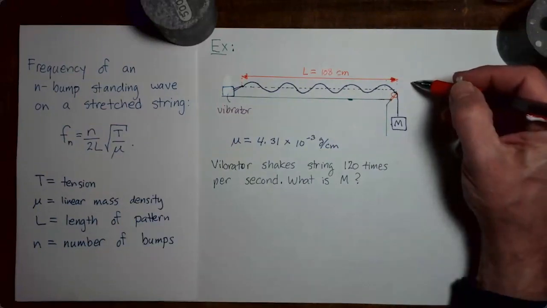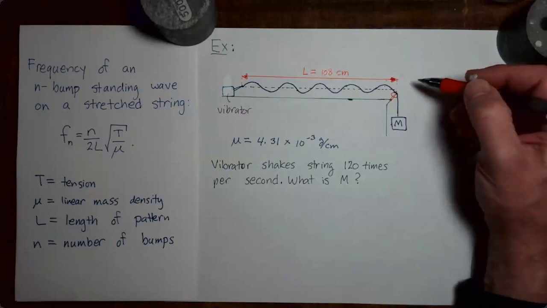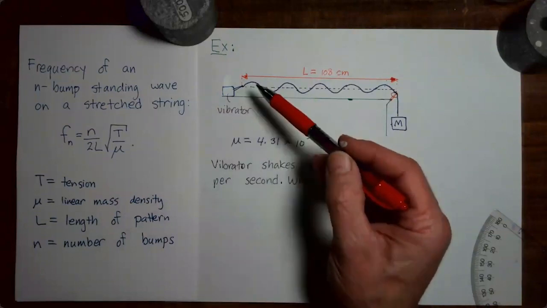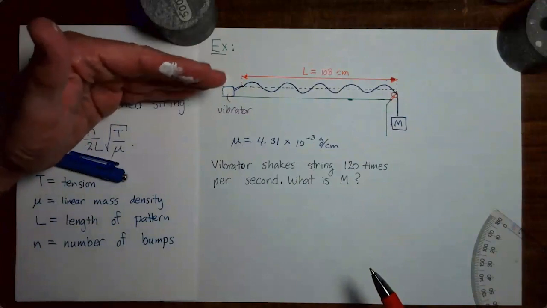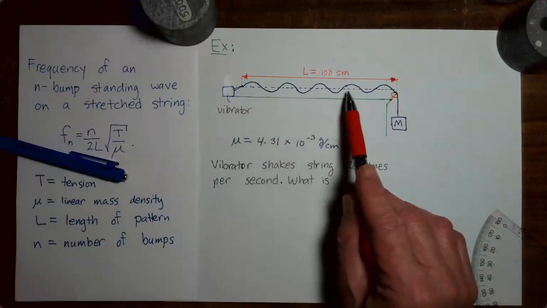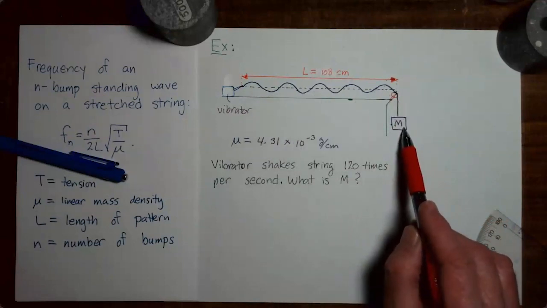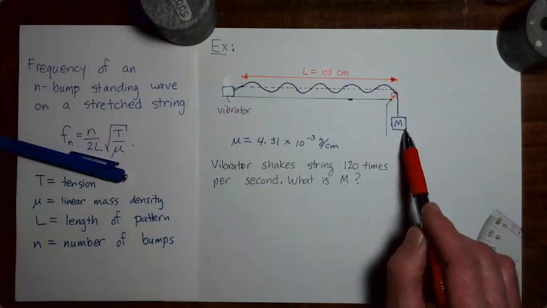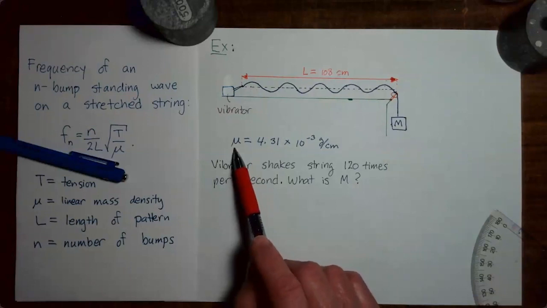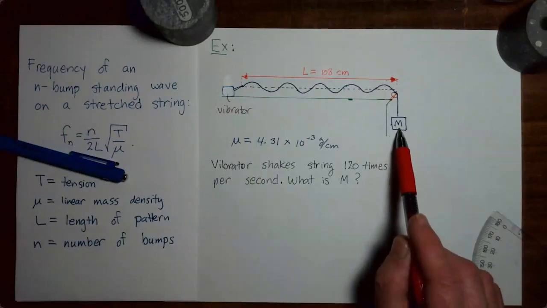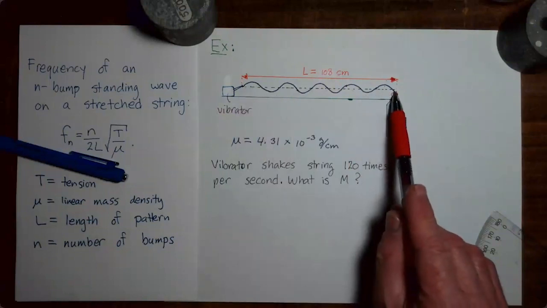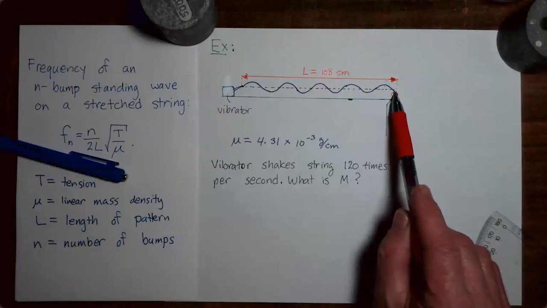This example is based on a demonstration which I've done many times in my in-person classes. We take a string, and one end of the string is connected to a vibrator. The vibrator just shakes the string up and down a fixed number of times per second. The other end of the string goes over a pulley and is connected down to a fixed mass. We measure the length of the string, and we know the linear mass density of the string. The question is, what mass should we hang from the end of the string in order to get some predetermined number of bumps to show up in the standing wave pattern?